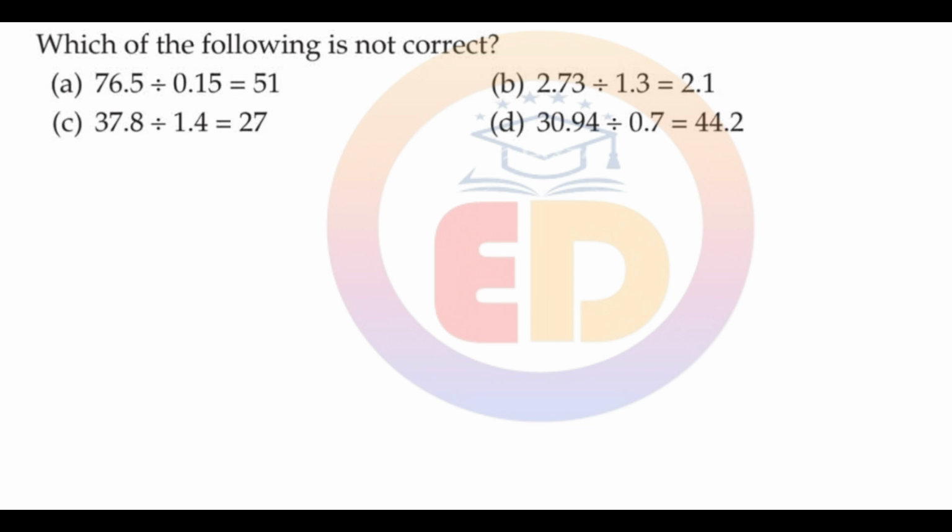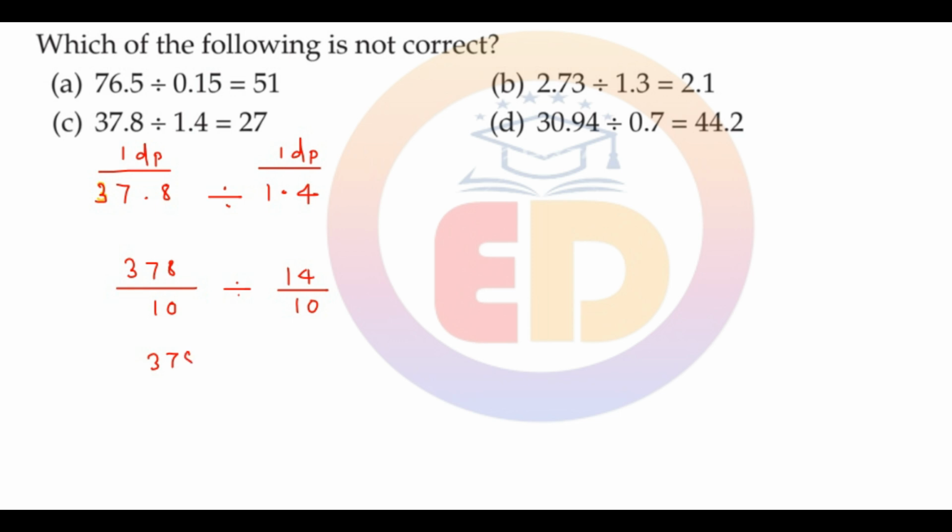Let's go to the option number C. Says 37.8 divided by 1.4. 37.8 has one decimal place. For removing the decimal point, it will become 378 upon 10. Divided by 1.4, which has one decimal place. When I remove the decimal point, it will become 14 upon 10. 378 upon 10. Convert the division to multiplication and 14 upon 10 will become reciprocal, 10 upon 14.